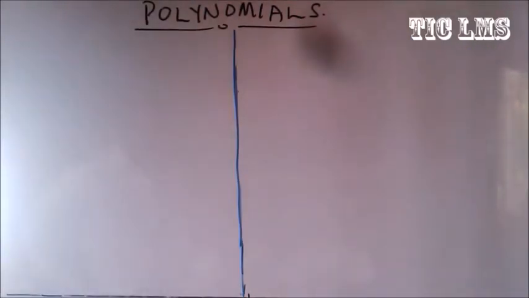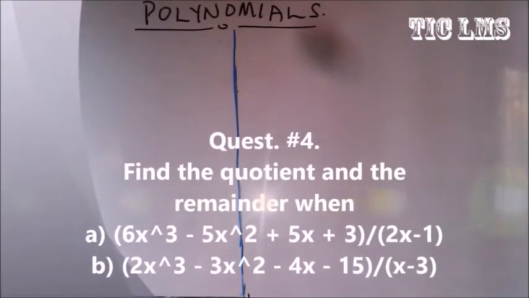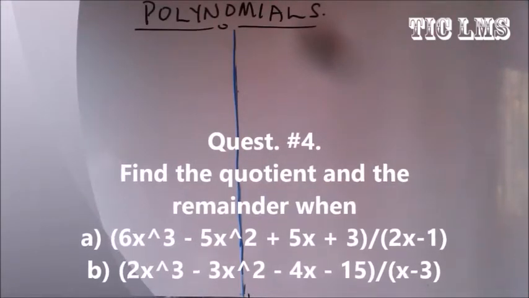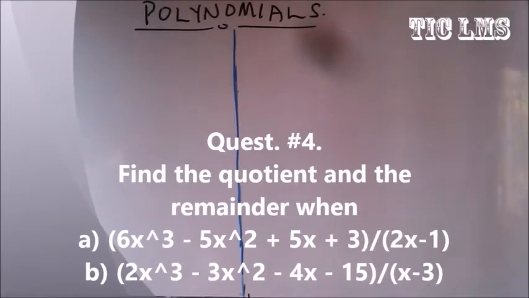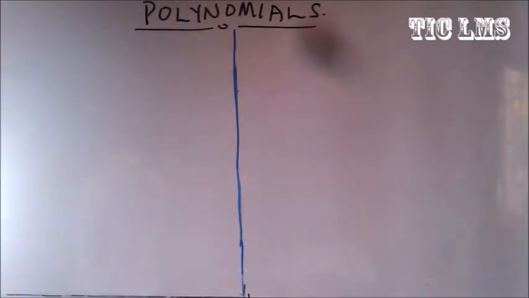Next question, find the quotient and the remainder when A, 6x cubed minus 5x squared plus 5x plus 3 is divided by 2x minus 1. B, 2x cubed minus 3x squared minus 4x minus 15 is divided by x minus 3. This is an example of division of two polynomials, and here is how it is carried out.